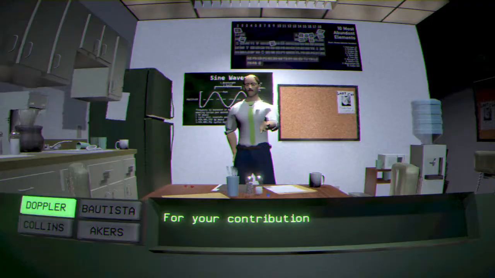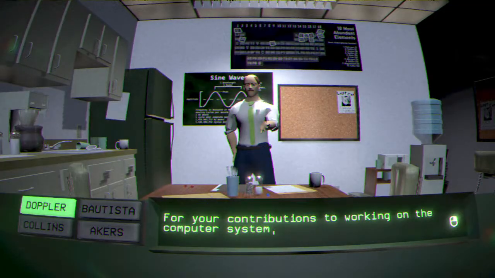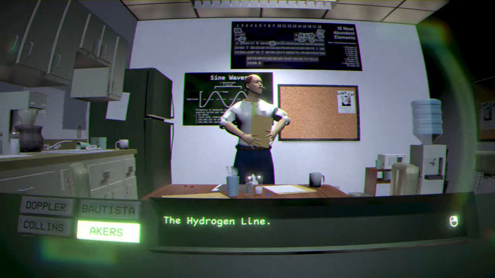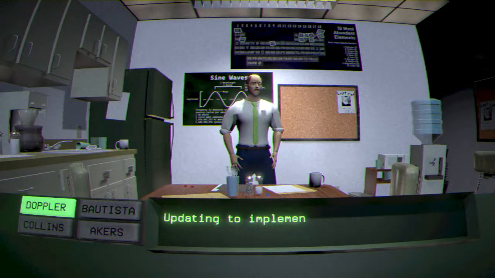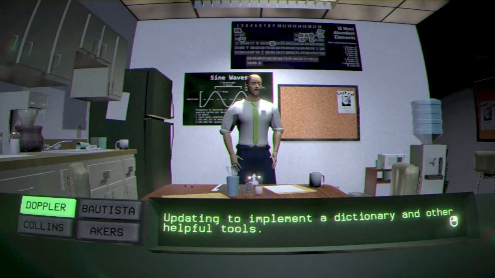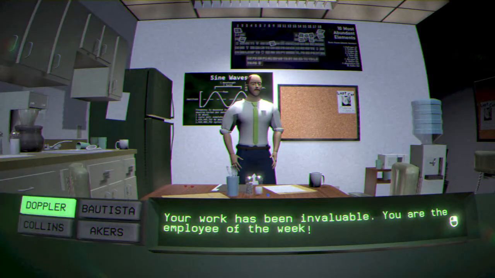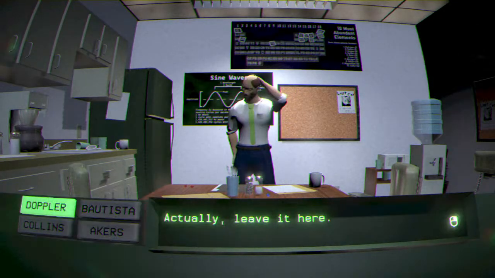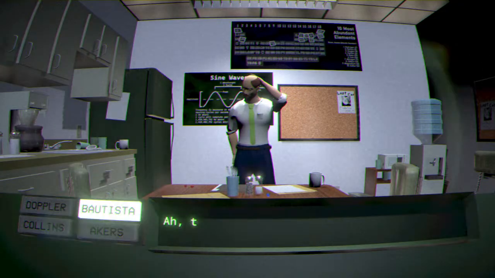Congrats, Batista. For your contributions to working on the computer system, updating the system so it offsets the signal frequencies by the baseline, the hydrogen line. Right, the hydrogen line. Updating to implement a dictionary and other helpful tools, your work has been invaluable. You are the employee of the week. I'll take good care of this. Actually, leave it here. It's gotta stay here.